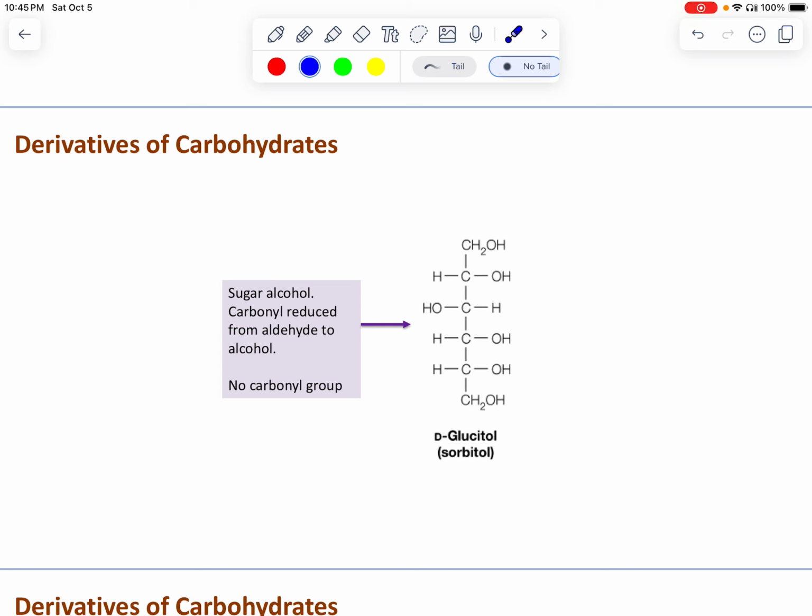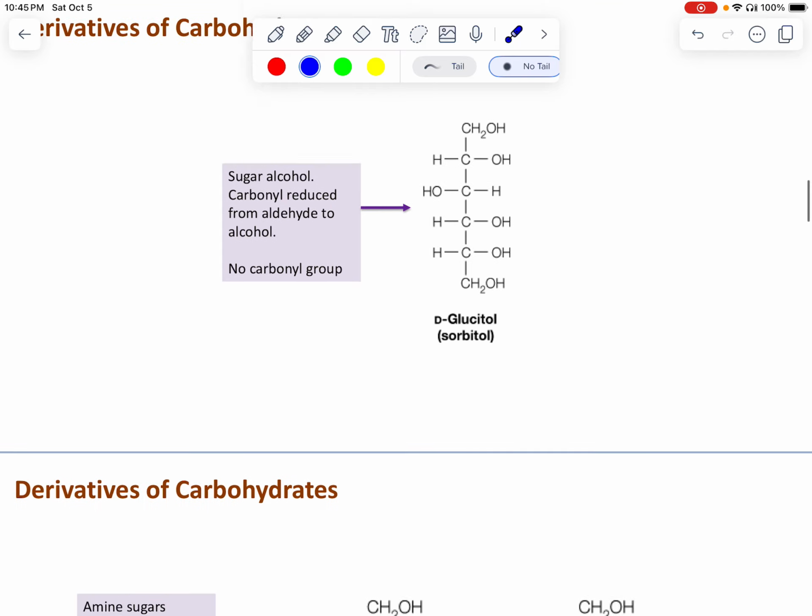So when we look at this as compared to sugar, we're going to call this a sugar alcohol. And we see that we have that OH group instead of the aldehyde, right? So the carbonyl was reduced from an aldehyde to an alcohol. So that would be our sugar alcohol.